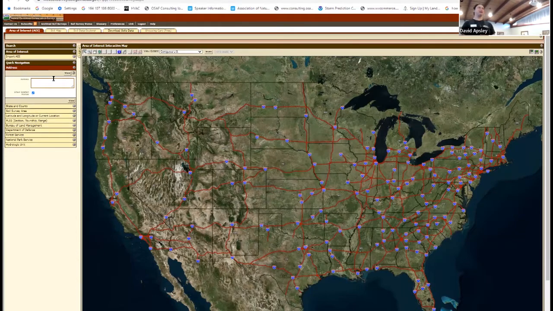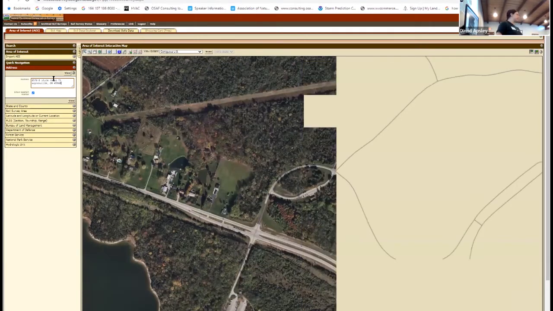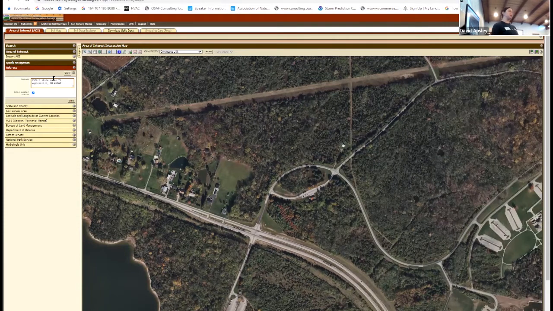So if we use Pat's again, what was that? 8570 East State Route 73, Waynesville, Ohio 45060. It will pull up that address. Depending on the size of your property, you may need to zoom in or out to see the entire property. But it'll just give you the overview.